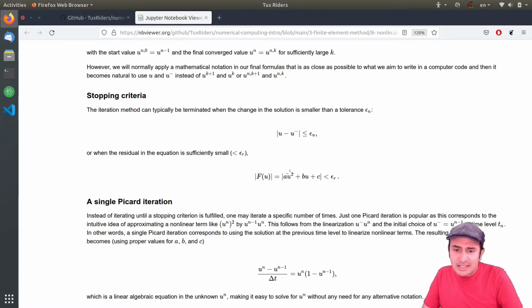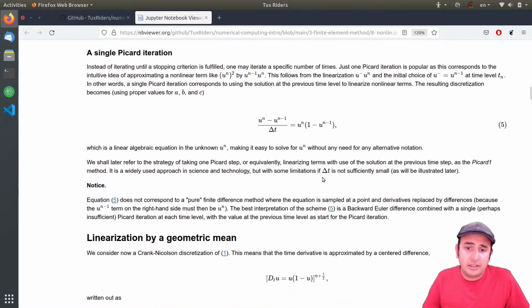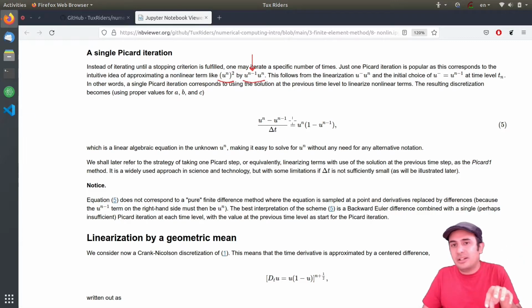And there is another concept, a single Picard iteration, and it means that you substitute a nonlinear term in your equation by something like this, and then you have an initial guess that can come from the previous time step, as denoted here by that one, and then you perform the operation non-iteratively. You perform it only once, and that's why it's called a single Picard iteration. In a lot of cases, it doesn't make sense, but in a lot of cases, it yields good results.